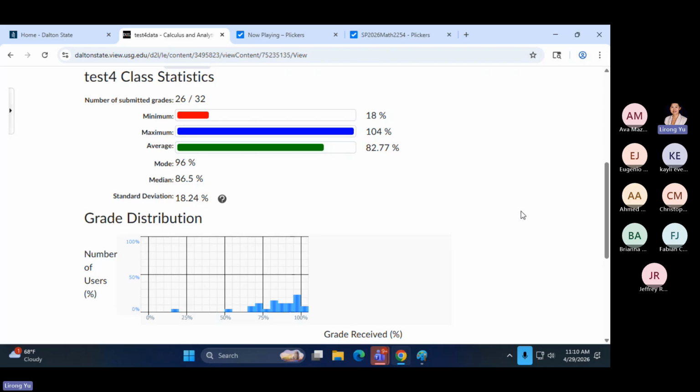So you can see the data, the highest score is 104 because I added the extra points from the homework. The lowest number, you can see you have a few lower points on the graph. This is a plot of statistics of the class data. You can see the standard deviation, the median. Any questions?